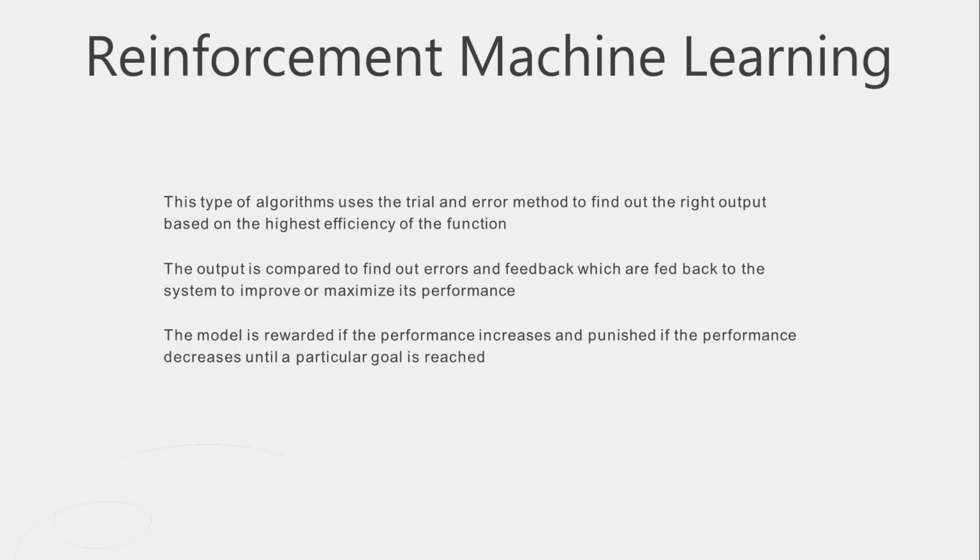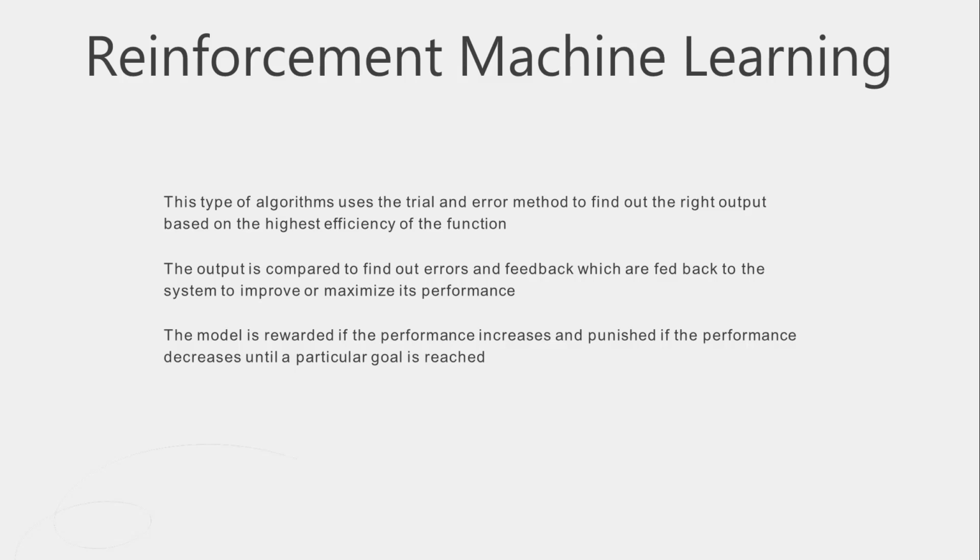On the other hand, reinforcement machine learning models, which are quite interesting and also quite difficult to implement, use a trial and error method to find the right output based on the highest rewards. So the output of each iteration of the model is compared to find errors and feedback, which are inputted into the model to improve or maximize the performance.